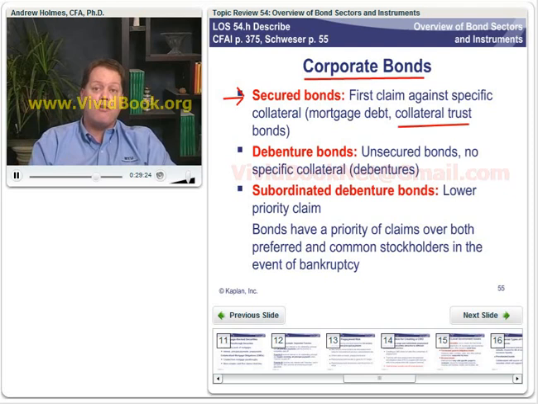So if the firm were to default, you don't have to go stand in line with all the other creditors at the courthouse. Okay, you can just go get your asset.